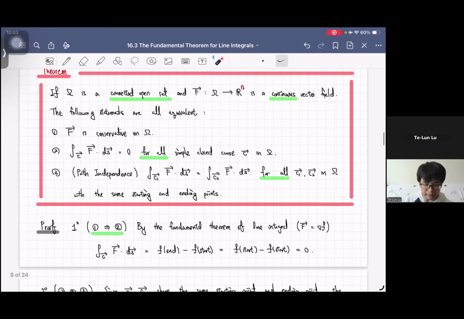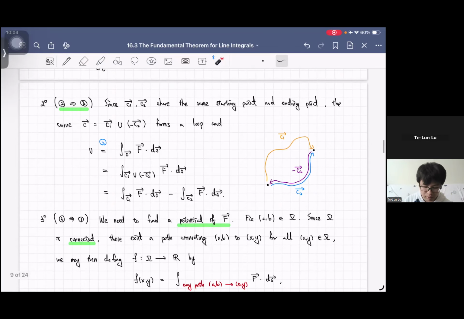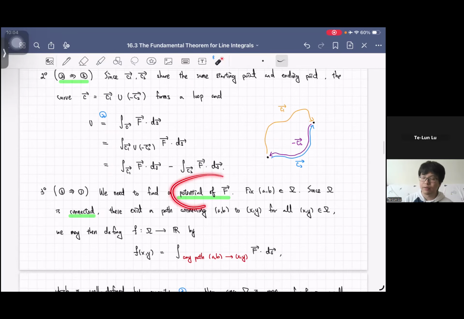The essence of this theorem is actually how we can prove conservativity of a vector field by path independence. And this is actually a very elegant proof, so let me provide that now. The idea now is that we want to prove F is conservative, meaning that we want to find some function f, which is called a potential for this capital F, right? Basically, we want to show that there is some function f so that capital F is equal to gradient f, right? That is the idea.